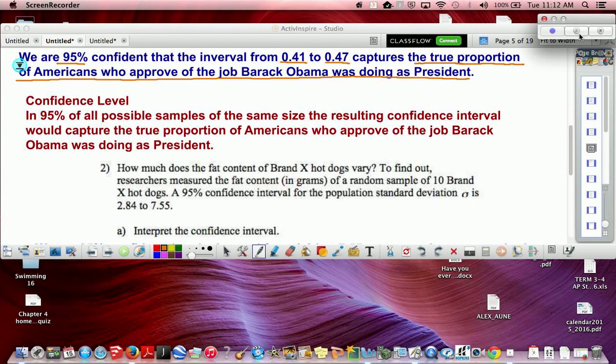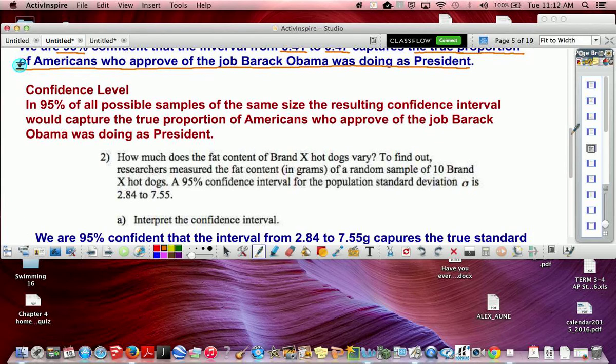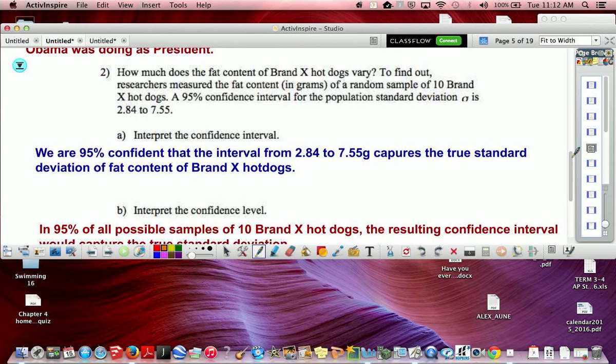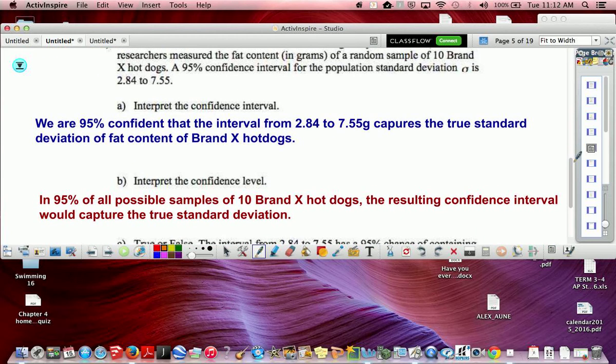All right, so here is what I wrote. Does your answer have to be word for word like this? No, but hopefully it's relatively close. So interpreting our confidence interval, we would be saying we're 95% confident that the interval between 2.84 and 7.55 grams captures, oops, I forgot the T in captures, I don't know if any of you noticed that, the true standard deviation of fat content of brand X hot dogs.